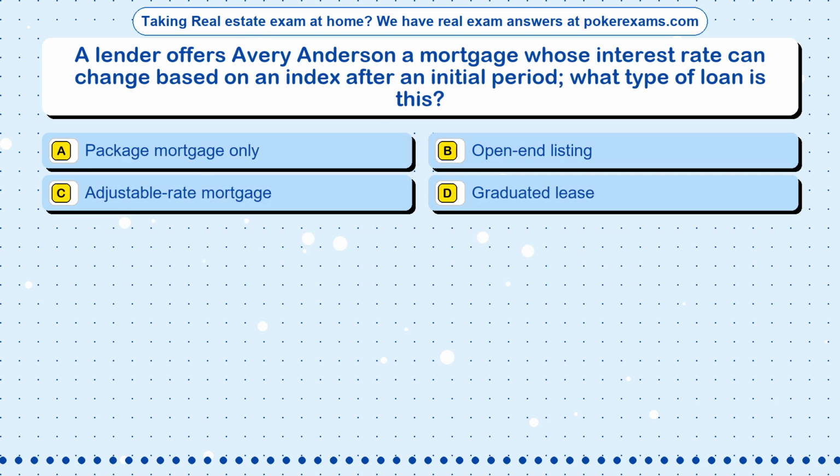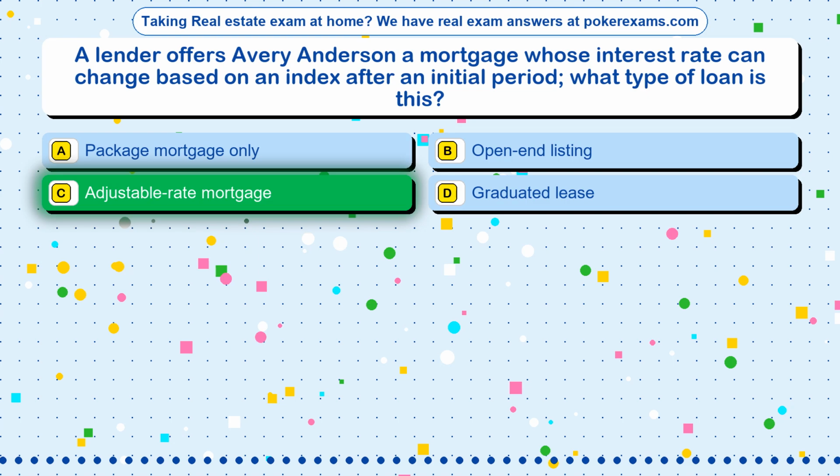Question 95. A lender offers Avery Anderson a mortgage whose interest rate can change based on an index after an initial period. What type of loan is this? Option A, package mortgage only. Option B, open-end listing. Option C, adjustable rate mortgage. Option D, a graduated lease.